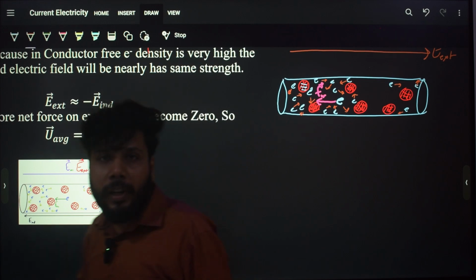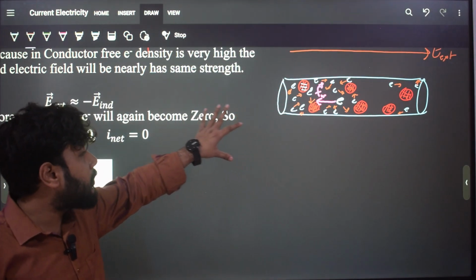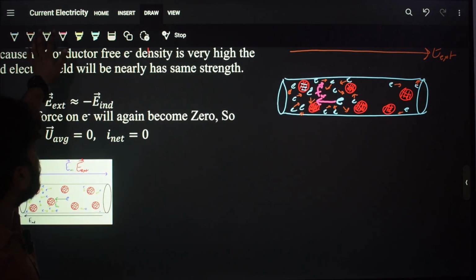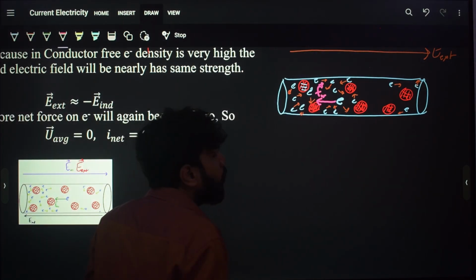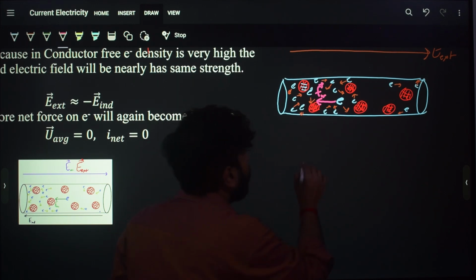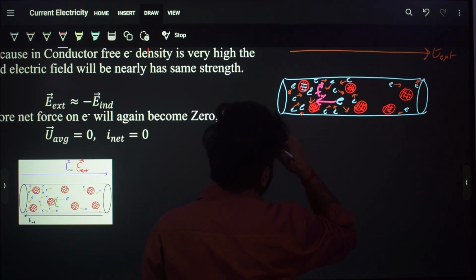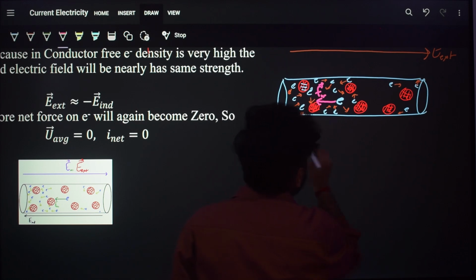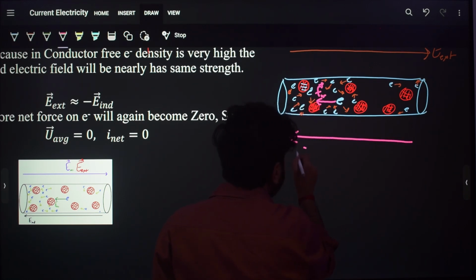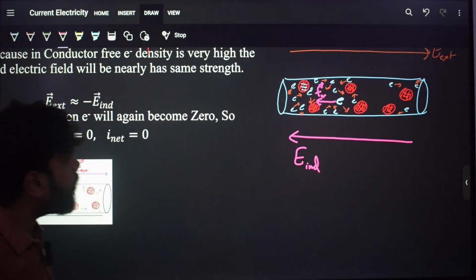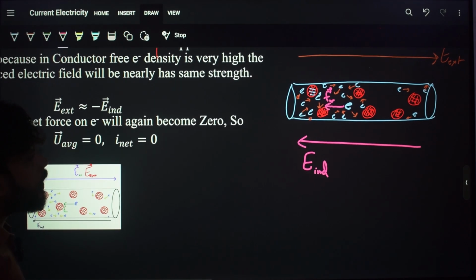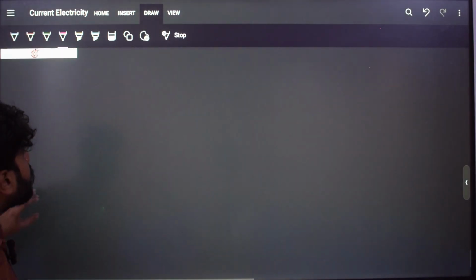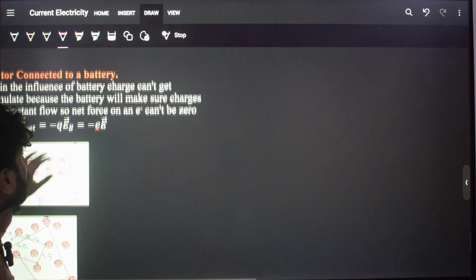But because of this accumulation of major negative charge here and less negative here, this will create a charge difference, and whenever there is a charge difference, there will be an electric field. This is more negative, this is less negative, so the electric field will be like this, and this electric field is not ordinary, it is called induced electric field. So what is the meaning? Whenever you have a conductor under the influence of an external electric field, it will create an induced electric field.